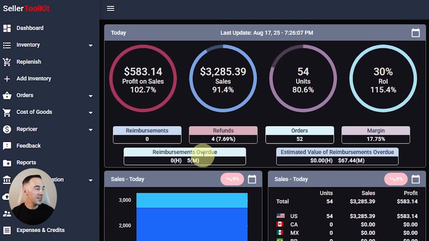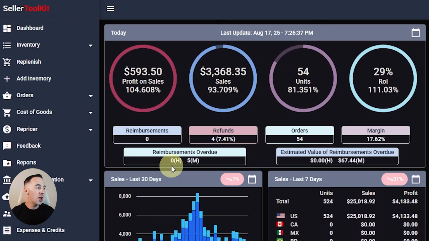And then also, you get some information about reimbursements here. So you've got reimbursements overdue and estimated value. And they have what's known as an H and an M. So H is kind of high likelihood that you're going to get them, and M is like medium likelihood you might get them. And again, this is based on what they've seen, whereby Amazon says, yes, we'll refund that amount, or no, they won't. So you can see for me, I've got like nothing due.